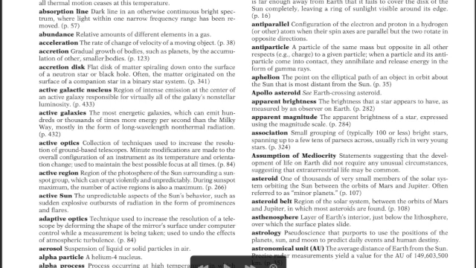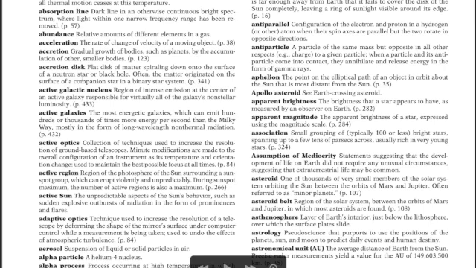Accretion: gradual growth of bodies such as planets by the accumulation of other small bodies. So this accretion is the reason for the formation of the big giant structures in the universe. Small pieces, small chunks of rock and dust, combine with each other and make bigger and bigger planets. This is the building process of our universe.